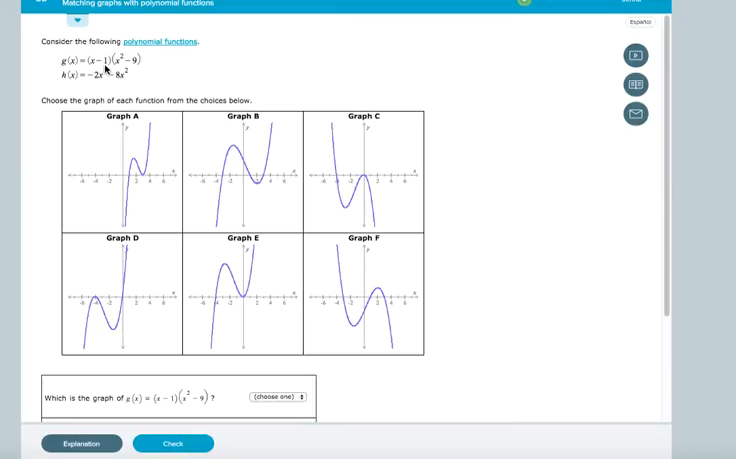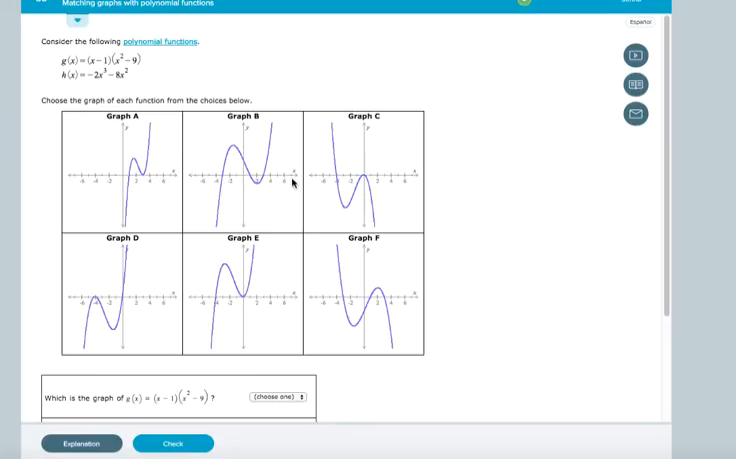X equals 1 is a root. So let's look for any of these where x equals 1 is a root. So this has x equals 1 as a root. This one doesn't, and this one doesn't. This one also has x equals 1 as a root, but we've already eliminated this one. So I think it's going to be B.